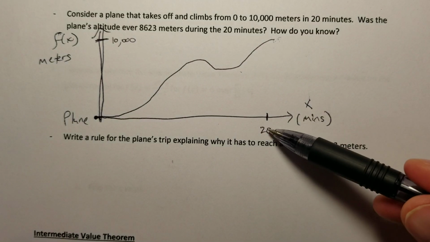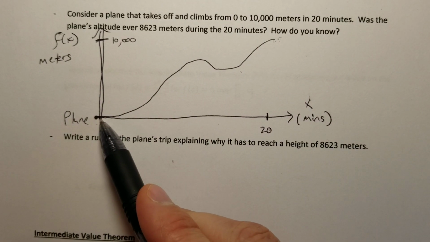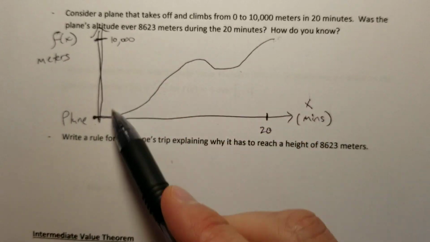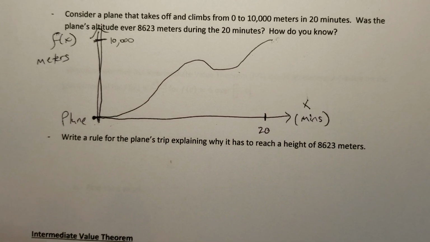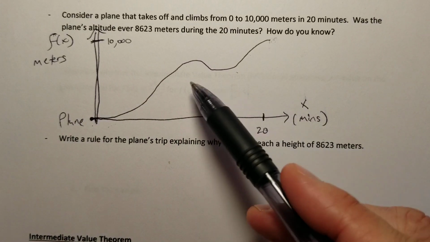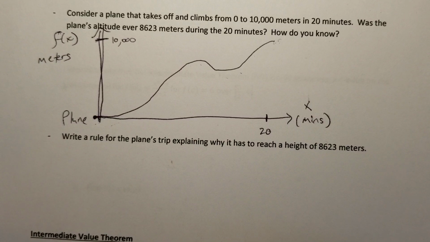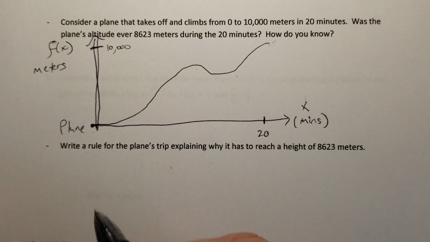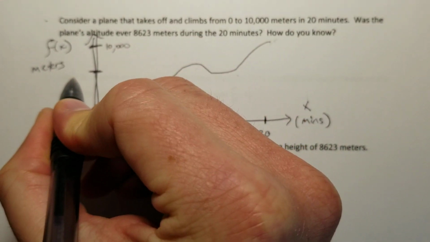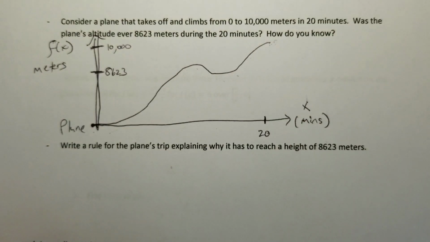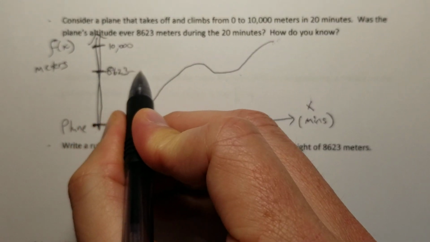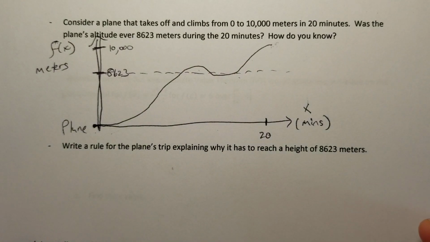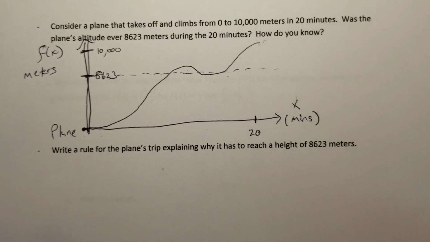All right, so it starts at 0 minutes, 0 meters. At 20 minutes, we end up at 10,000. My plane hit a little bit of turbulence, so I get a little bit of a max and a min in my graph here. If I'm going to illustrate this graphically, I can hit 8,623. Let's put 8,623 about here, and if I draw a little dashed line across, we can see that I hit 8,623 meters.